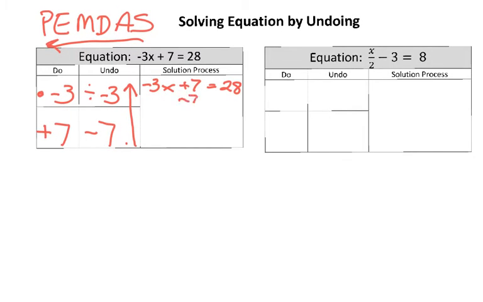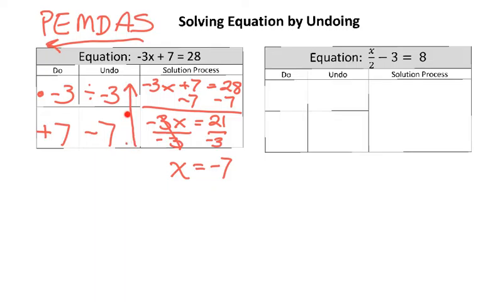by 7 on both sides, and we would be left with negative 3x equals 21. Then we would divide by negative 3 on both sides. Those would cancel, and x would be negative 7. So notice one more time that I did it in this way, in the opposite way, when I was undoing the equation. Let's try it one more time.